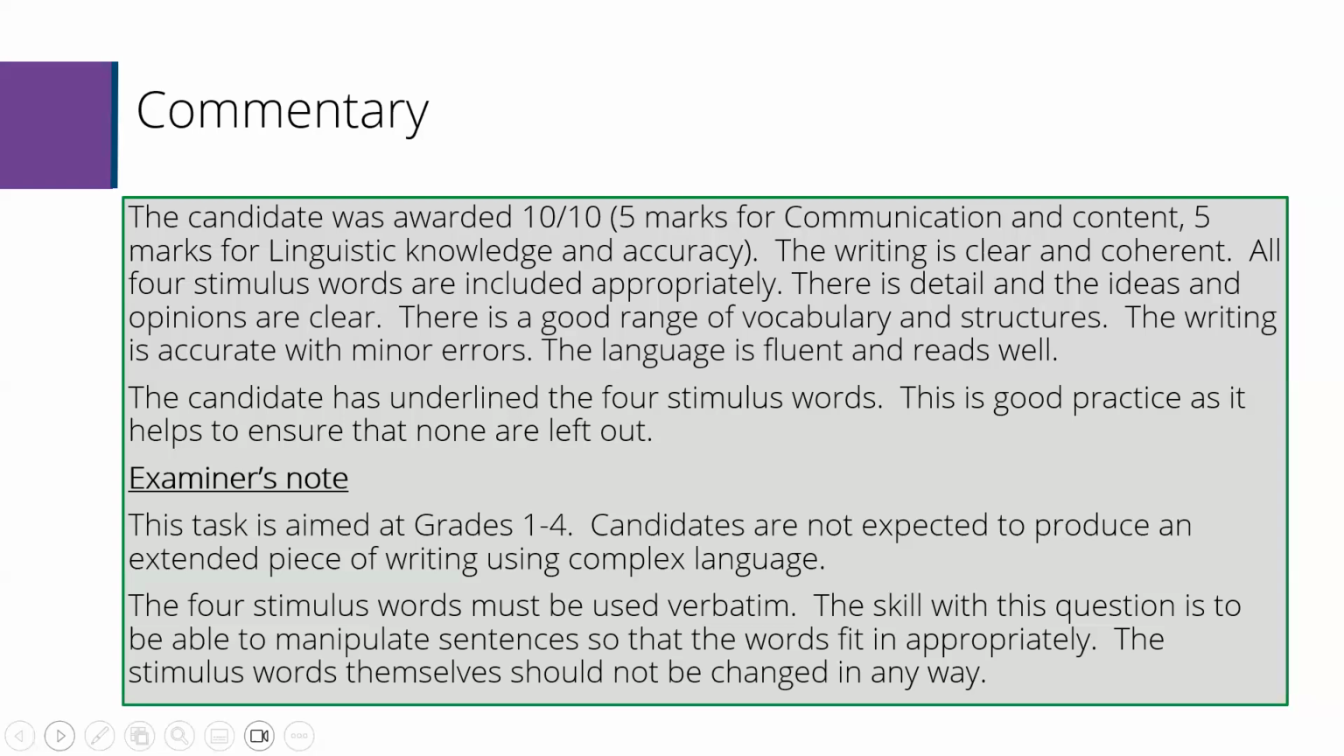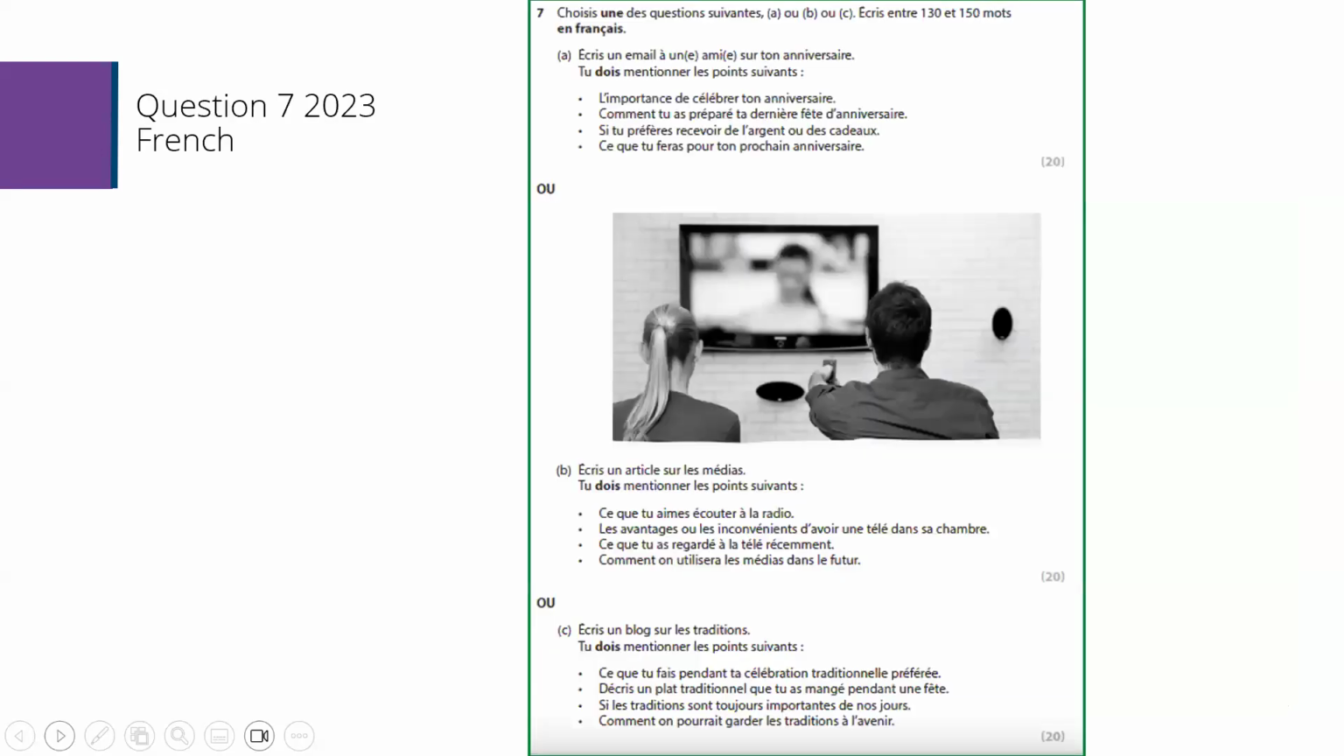Okay, so that absolutely clarifies the point that I was making earlier. Now we're going to move on, and we're going to have a think about question 7 now. So candidates here have a choice of question, and they are told choose one of the following questions, A, B, or C, and write between 130 and 150 words in French.